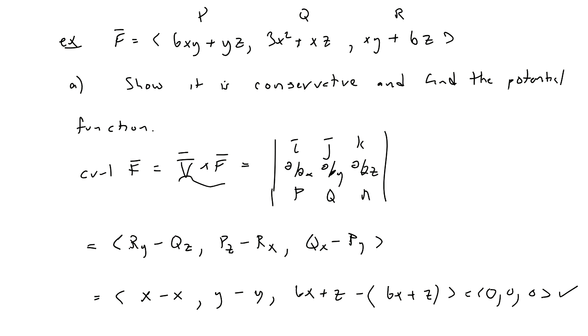So now, since we've shown it's conservative, we want to actually get it. And for that, remember what we're doing is we're assuming that P is equal to f of x, Q is equal to f of y, and R is equal to f of z, and taking the antiderivatives. So before I erase, any questions on this? Okay.